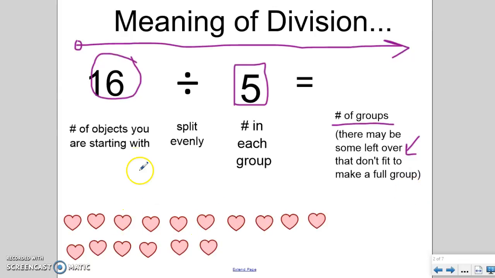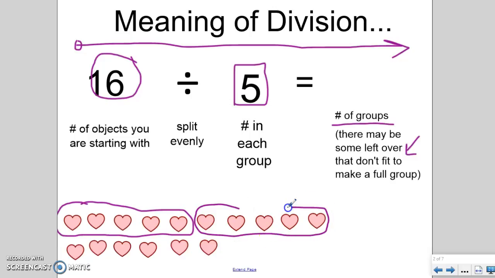So if you look at my picture here, I'm starting with these 16, and I'm going to split them into groups of 5. So I'm just going to circle groups of 5. There's one group of 5 I can make. And I can make another group of 5. And let's see, 1, 2, 3, 4, 5. Oh, there's another group of 5 that I can make. And you'll notice here I only have one left over, and I must put 5 in each group.